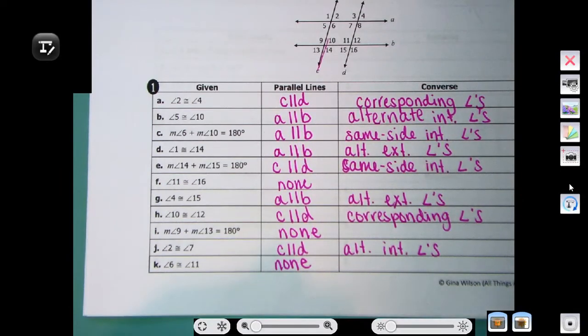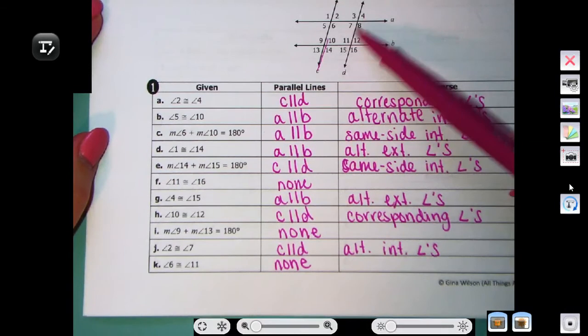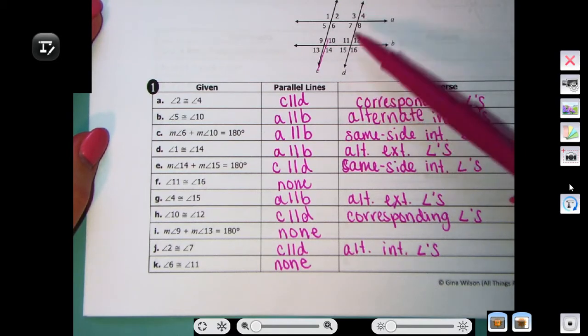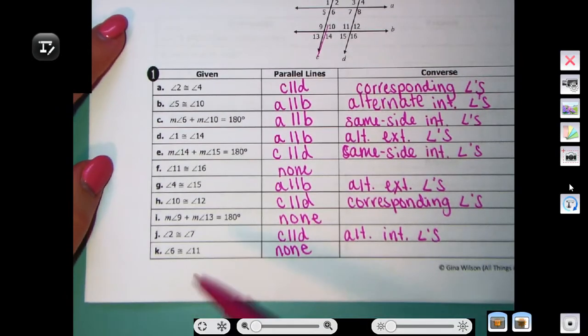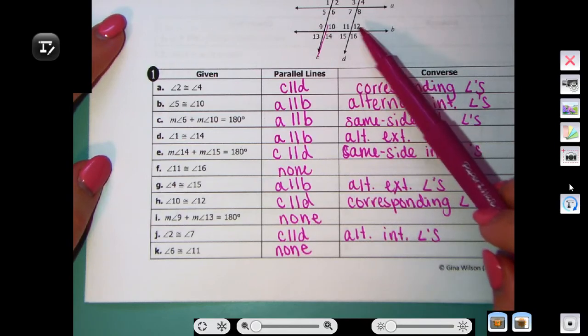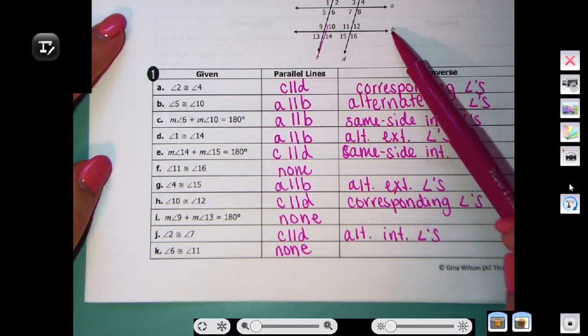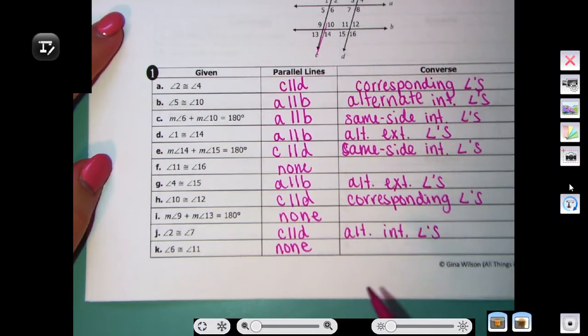And then angle 4 and angle 15. They're both on A and B, and they're being cut by D, and they are alternate exterior angles. And then I have 10 and 12. So angle 10 and angle 12, they're both on C and D, and they're being cut by transversal B. So C is parallel to D, and they are corresponding angles.